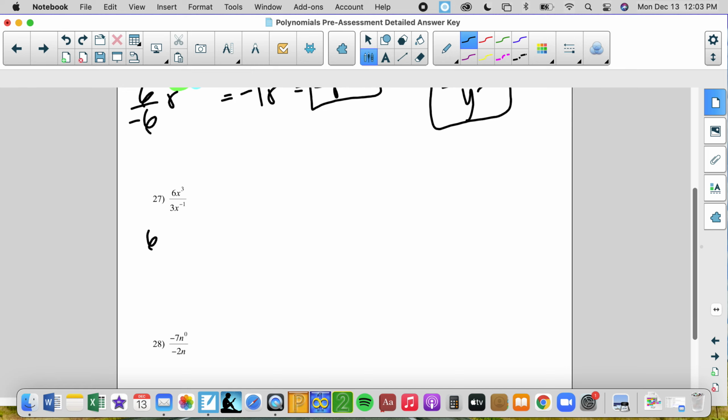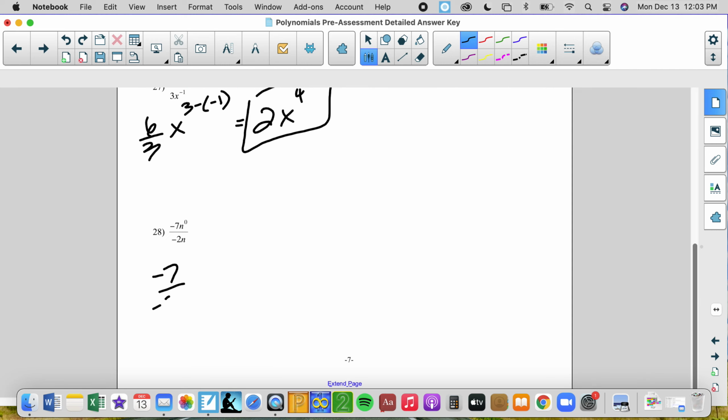27, so we again have coefficients. And notice that this subtraction, this happens, that's the numerator. That's in the numerator. Even though it looks like it's in between, we are notating it as a numerator. 6 over 3 is 2. X to the 3 minus negative 1 is 4. So you get 2x to the 4th.